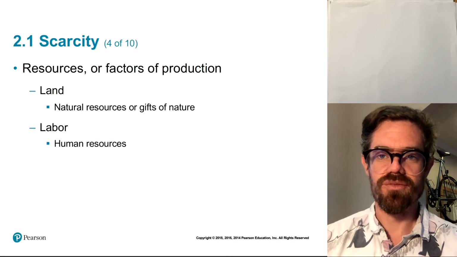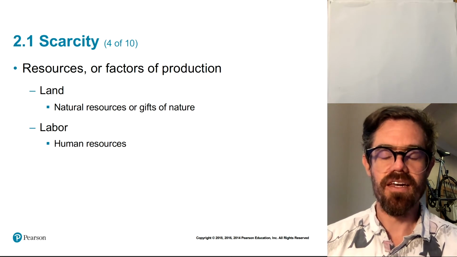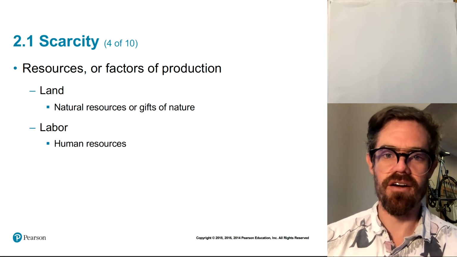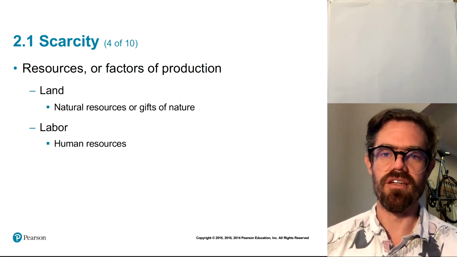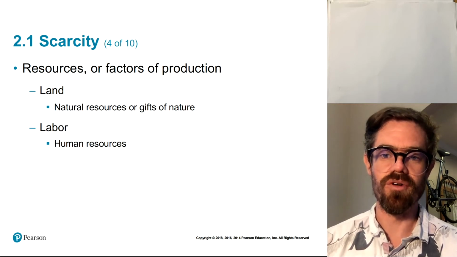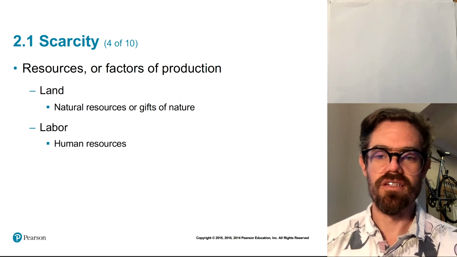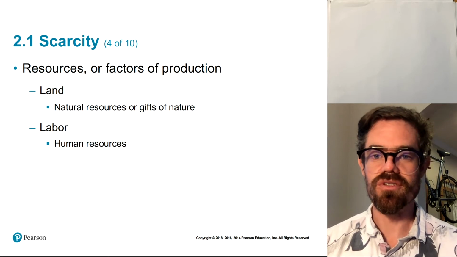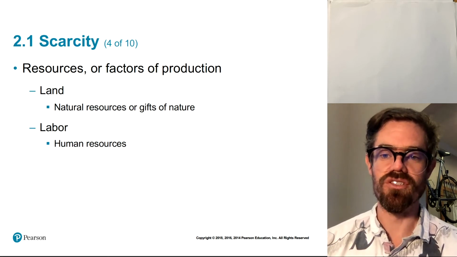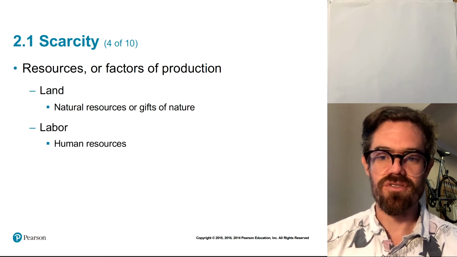We can categorize resources into a few different subcategories. So land includes what we traditionally think of as land, right? Areas of earth, patches of dirt, if you will. But it also includes other things that come from nature, like lumber. So lumber would have been considered land in the paper example here. Other things that come from nature might be coal, oil, right? Those are resources that would be considered land because they are natural resources or gifts of nature, okay?